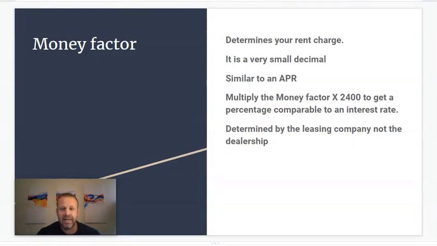You don't have to do these kind of calculations, but just if you wanted to know, the money factor is a very small decimal. In order to get it into a format where you can more easily compare it to an interest rate, you multiply the very small decimal by 2,400. And that'll give you like a 5 point something or a 6 point something or 7 point whatever. And that's more comparable to an interest rate. This is also something that's determined by the leasing company, not the dealership.